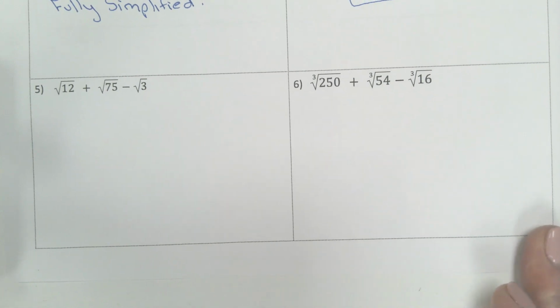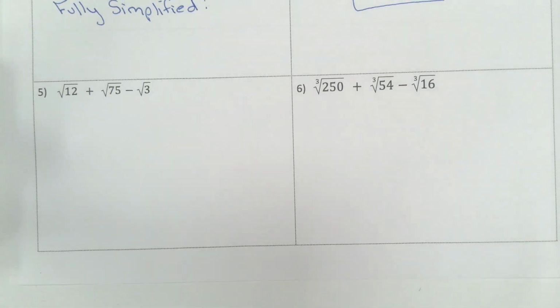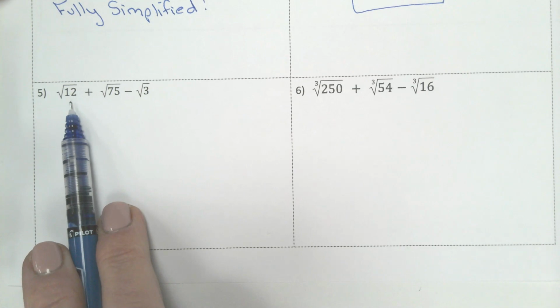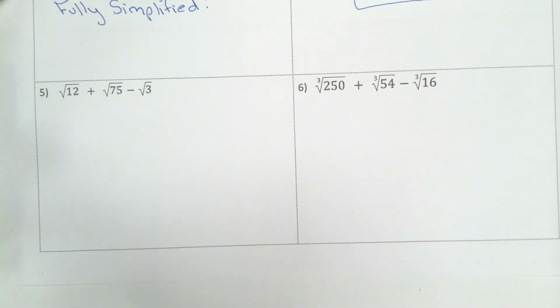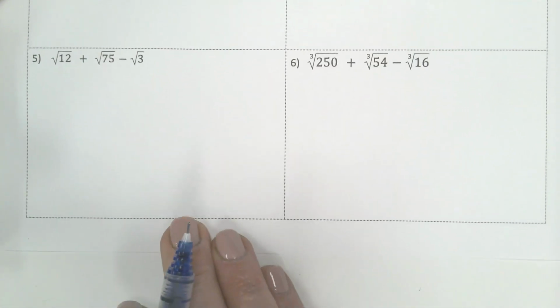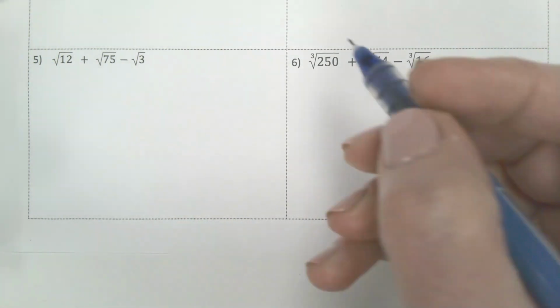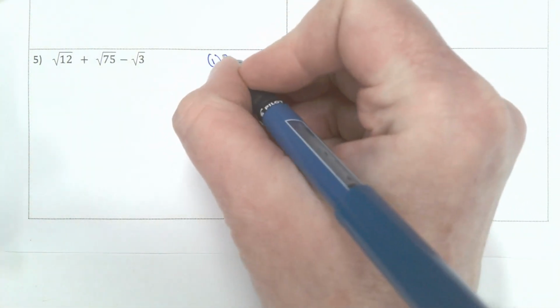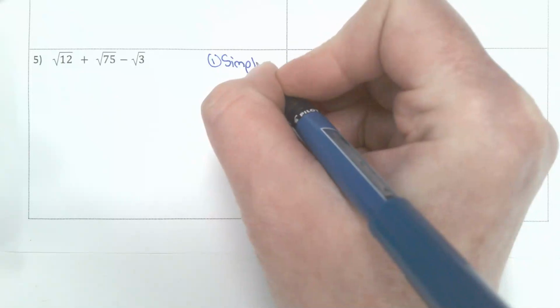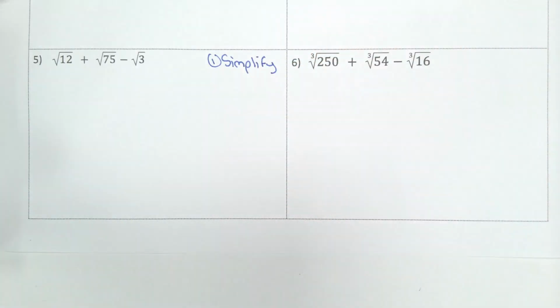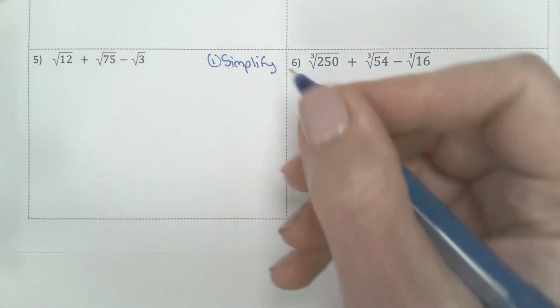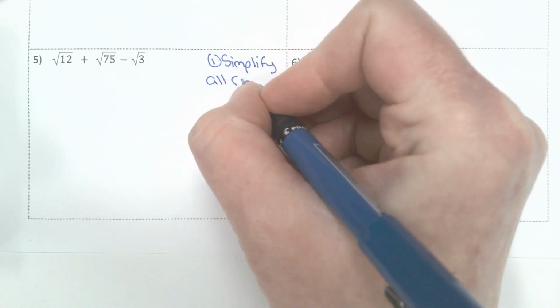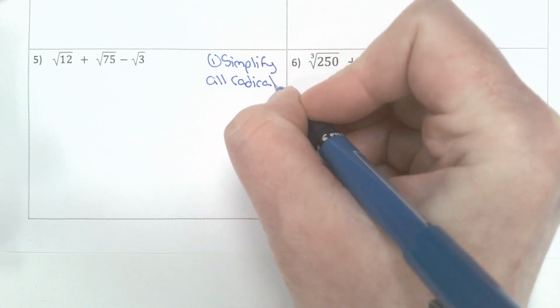So number 5 and number 6 is the heart of what we're doing today. Just because you see different numbers under the radical sign doesn't mean that you get a stop. What you do is, number 1, you have to look and you have to see, are all these radicals simplified? So you have to simplify all radicals first.